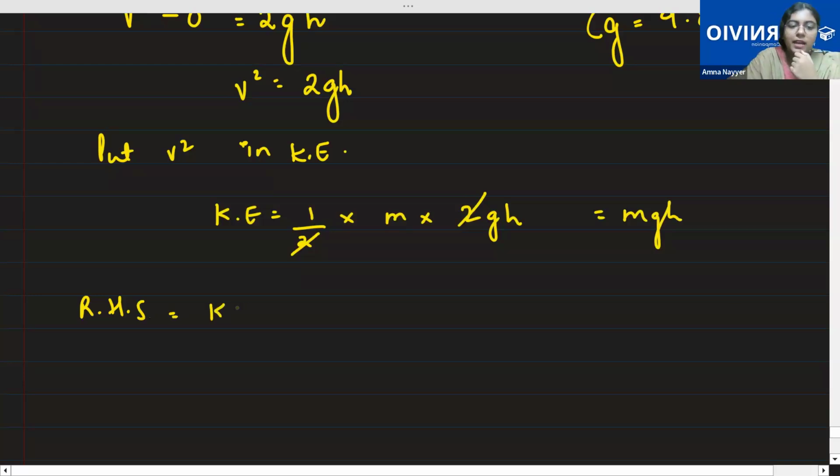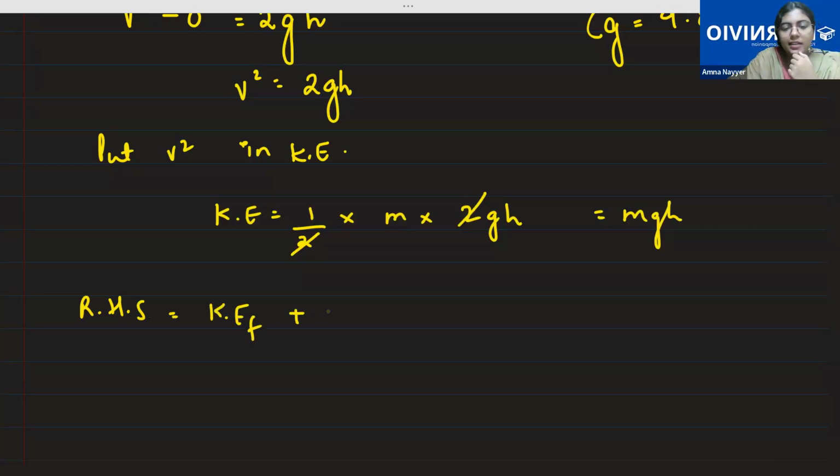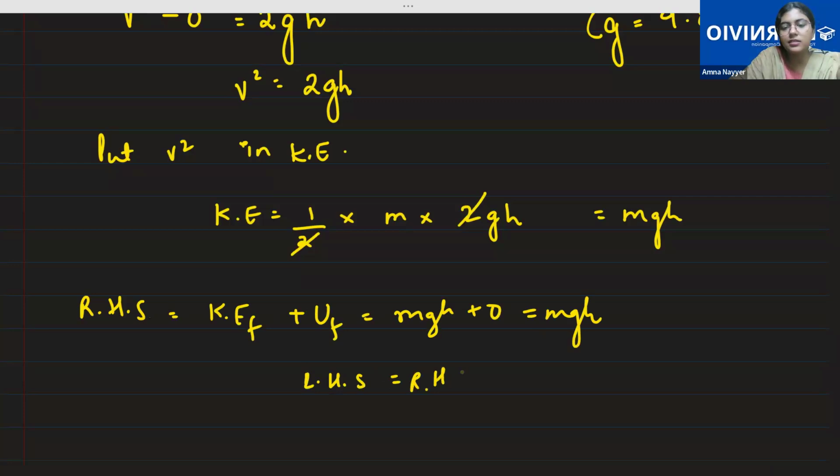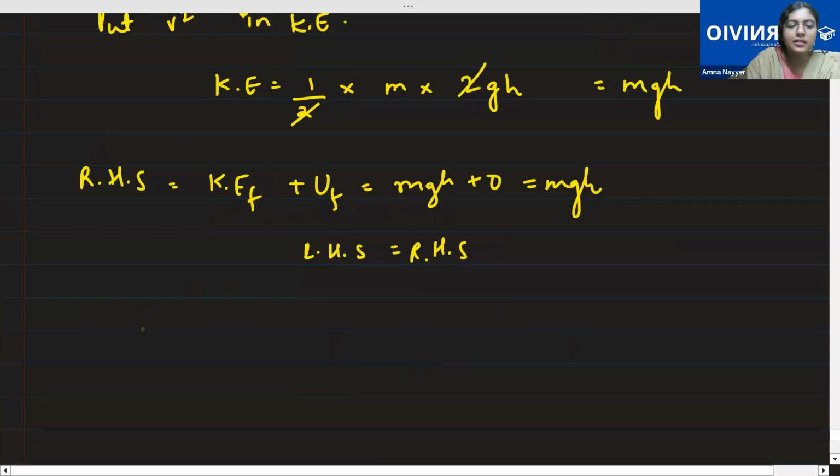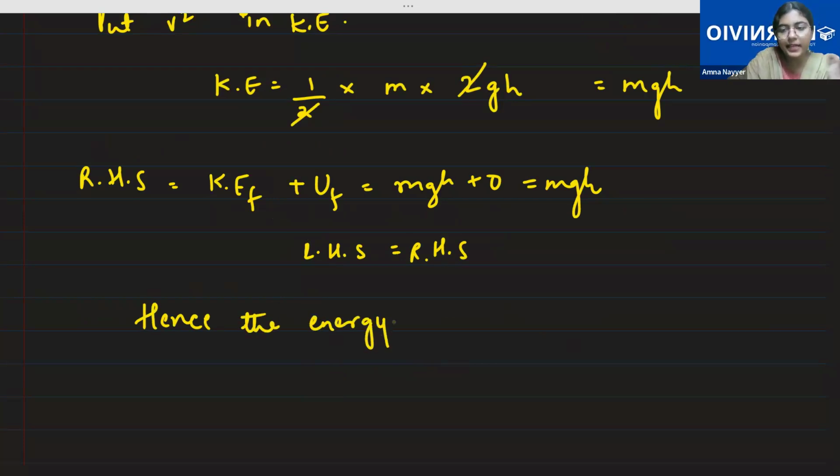Yes, exactly. Because my RHS is final kinetic energy plus final potential energy. This is mgh plus 0, still mgh. So initial kinetic energy, we can say LHS is equal to RHS. Hence, energy is conserved. Got it? So this completes work done, and this completes energy also.